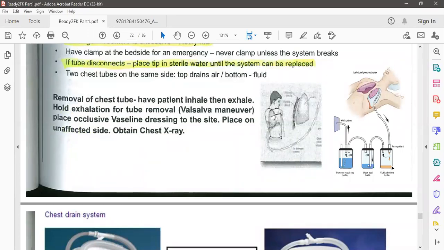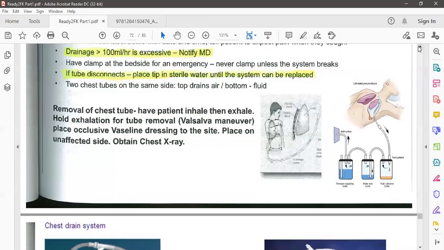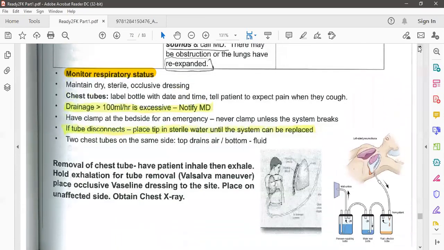Again, the doctor determines how much suction the patient needs. Continuous bubbling in the suction control chamber is a good sign, and intermittent bubbling in the suction control chamber is a bad sign. It is totally opposite in the water seal chamber. Now go here, some notes about the chest tube.